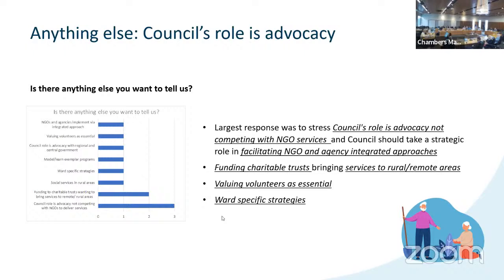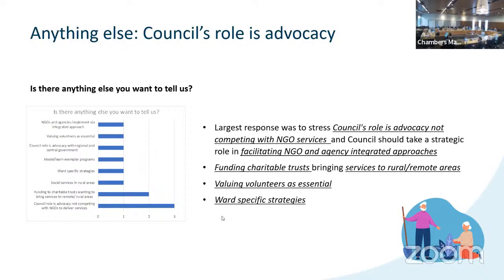We then asked you, is there anything else you want to tell us? And what was really key here is that, again, there was quite an array of answers, but there was a really good suggestion that the council role is advocacy and it's not to be competing with NGO services, and that we should take a strategic role in facilitating NGO and agency integrated approaches.